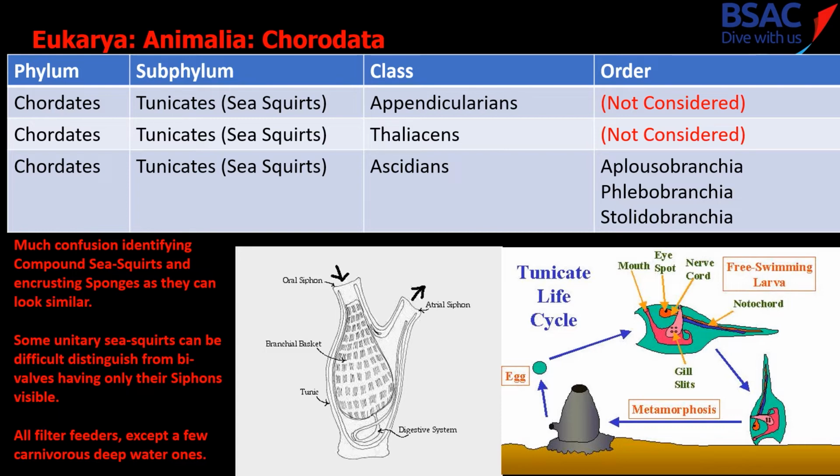In about 3 to 4 days, the tail, eye, brain, and notochord are absorbed, leaving only a small mass of nerve tissue. The body and siphons, as well as digestive, reproductive, and circulatory organs, soon develop.